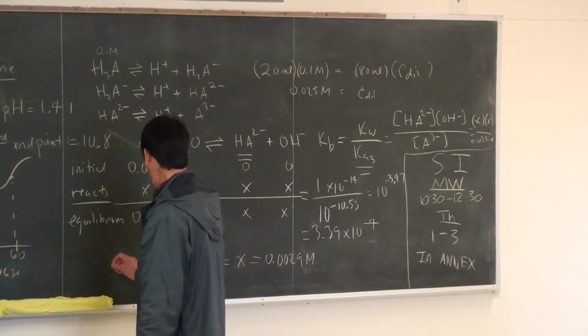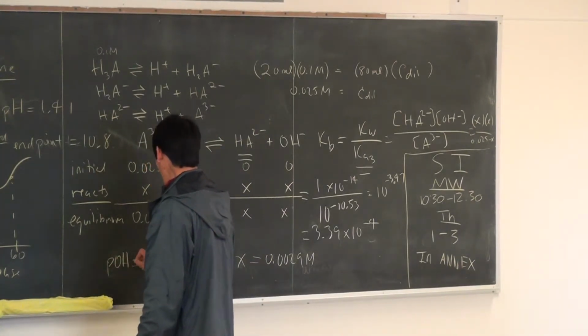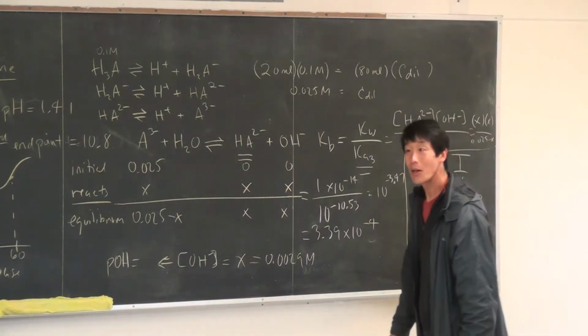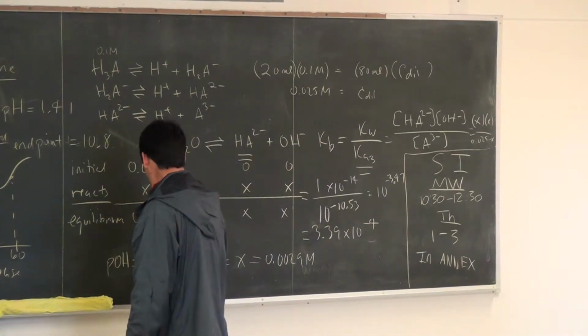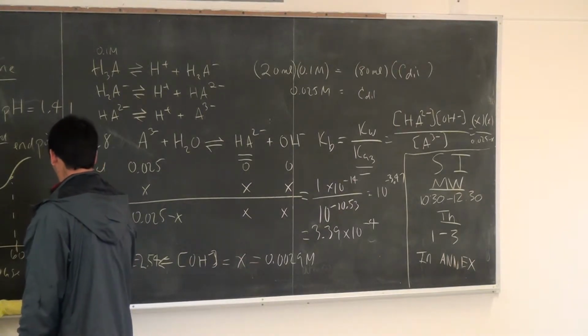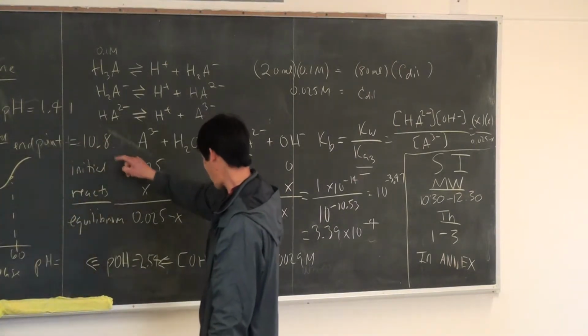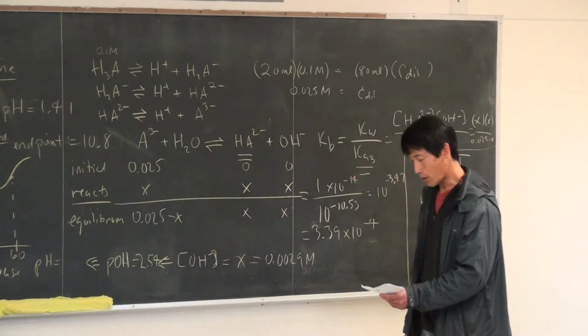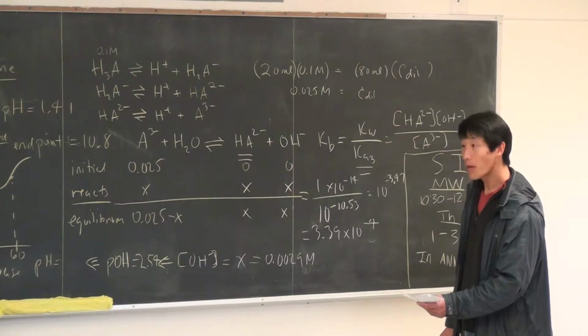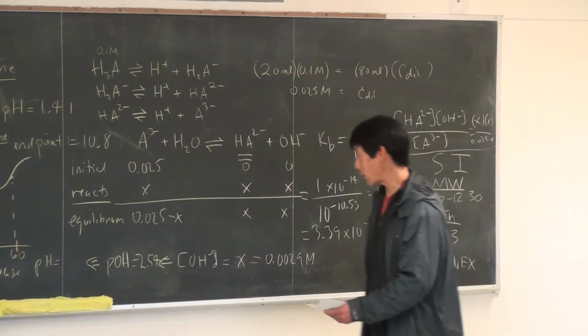So anyway, pOH is equal to 2.54. And then we can calculate pH. And this pH, do we get the answer at 10.8? How can we get 10.5? What did you guys do? Because I got 10.8. What did you get, George? I got 11.5.